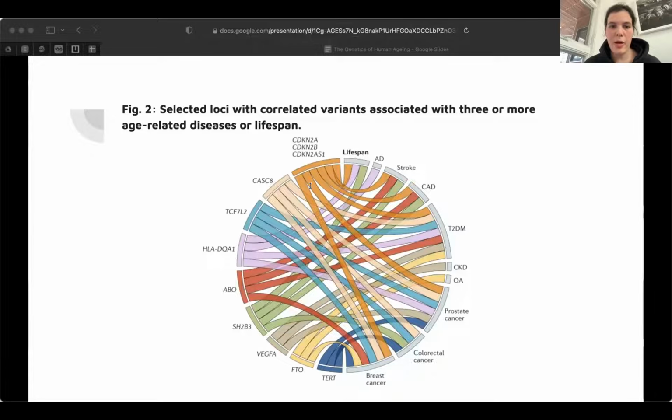And 2 other loci, LPA and LDLR, contain variants that affect blood lipid levels and cardiovascular traits, which are also strongly connected with age-related diseases and longevity. And so those could also be targeted for future research as well.